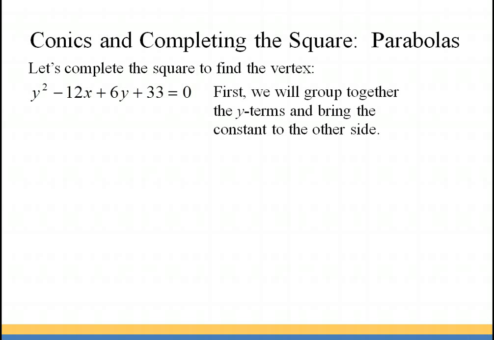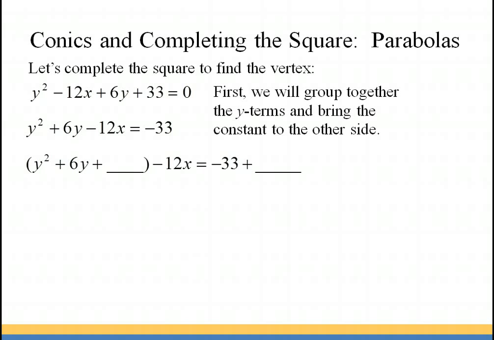First, what we're going to do is group together our y terms and bring our constant over to the other side. So we have y squared plus 6y grouped together, and our negative 33 is on the other side of the equation. Now what we want to do is complete the square on the y terms. So we need to find a number that we're going to add to y squared plus 6y so that it becomes a perfect square. You can do that pretty easily by taking 1/2 of the coefficient of y, which we call b, and squaring it.